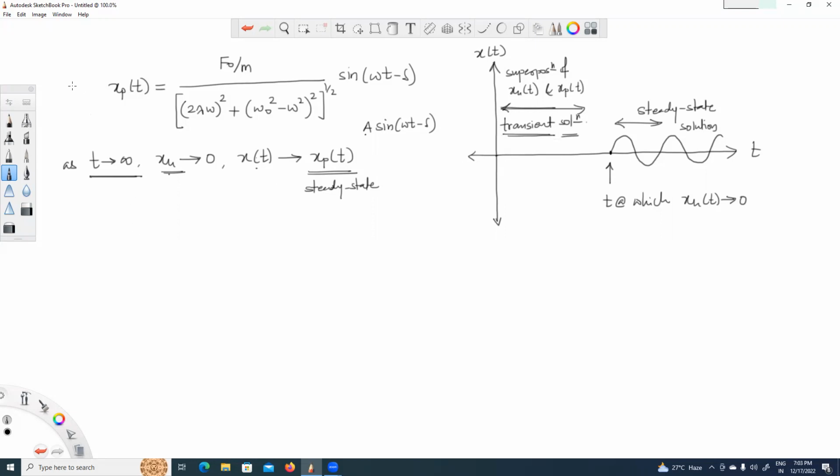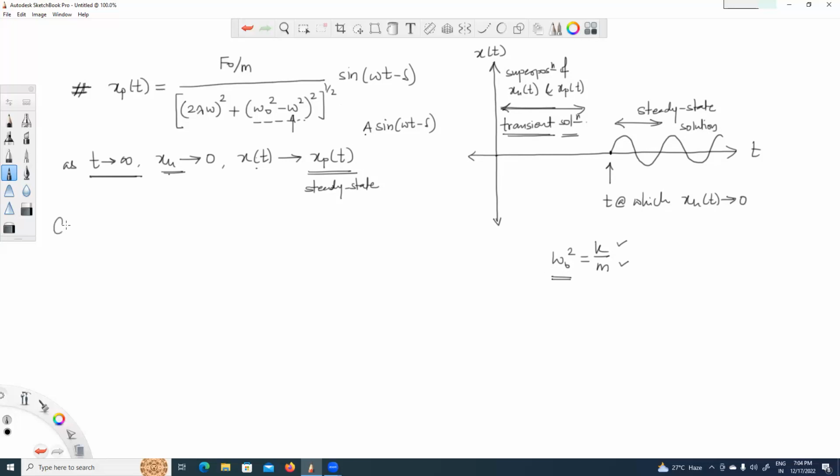Now let's go a little deeper into this particular solution. Look at this term here. Omega naught is entirely determined by the system itself, because omega naught squared is given by k over m. We know the spring constant and the mass attached to the system, so the system's natural frequency omega naught is fixed. What we have here is omega, the frequency with which we are applying the periodic force on the system.